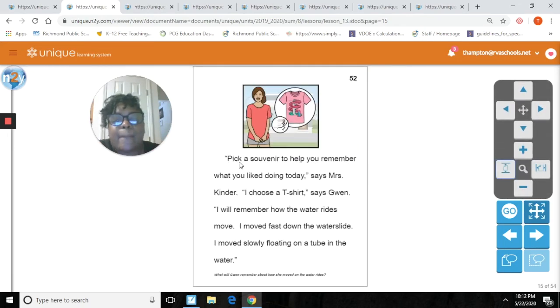Pick a souvenir to help you remember what you like doing today, says Mrs. Kinder. I choose a t-shirt, says Gwen. I remember how the water rides move. I move fast down the water slide. I move slowly floating on a tube in the water.